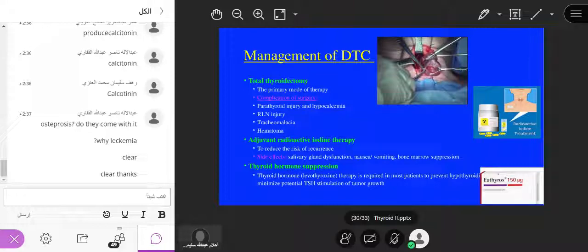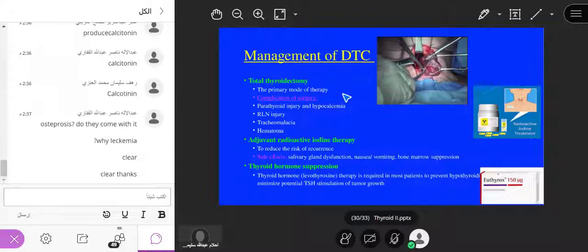How do we treat differentiated thyroid cancer? I'm only covering differentiated thyroid cancer, especially papillary and follicular. Anaplastic and poorly differentiated are more advanced, and we're not going to cover them. The main treatment for thyroid cancer is total thyroidectomy. It's taking the whole thyroid out, and that's the primary mode of therapy.